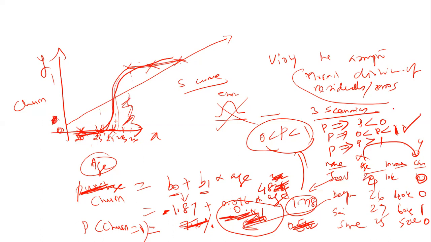The first two are wrong. In one scenario, the probability is less than 0. In another scenario, we are getting a probability that is greater than 1. Two extremes.